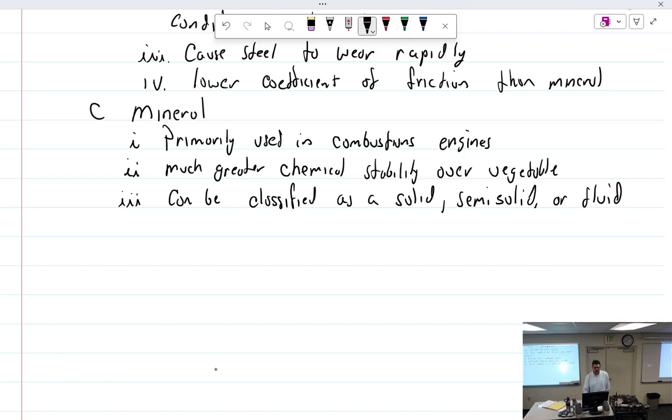All right, minerals can be classified as solid, semi-solid, or fluid. So I have the solids. What is my solid? Mica, soapstone, graphite. What do we use graphite for? Pencils, that is true. As a lubricant, where is graphite used? Dry lubes and locks, very lightweight stuff.